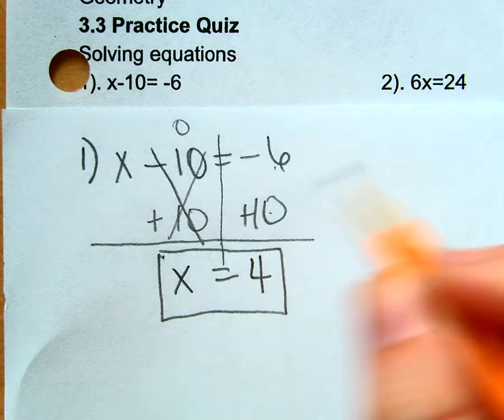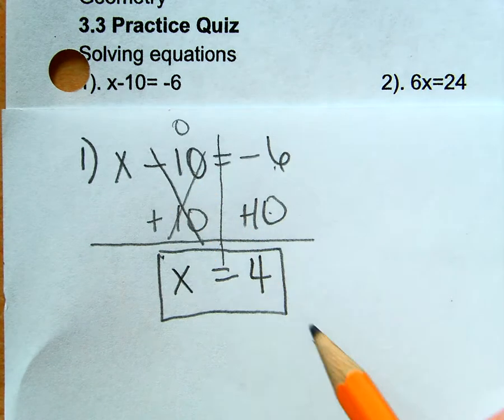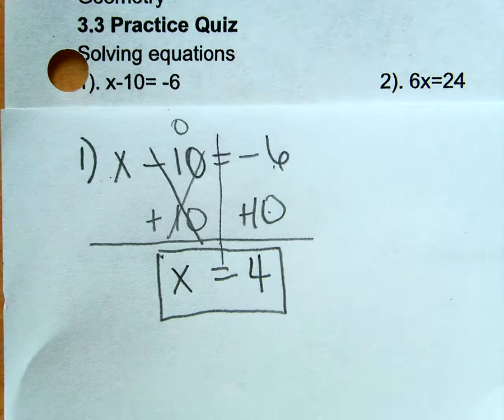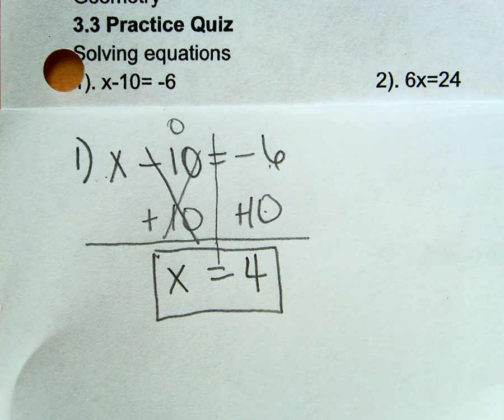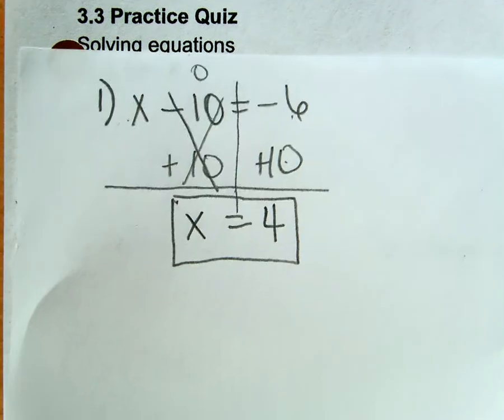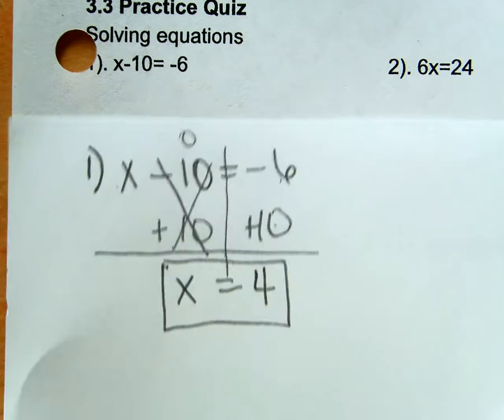And remember that you can check this pretty easily just by plugging 4 in. So I'd be asking myself, does 4 minus 10 actually equal negative 6? And of course the answer is yes. You can use a calculator if you need to.